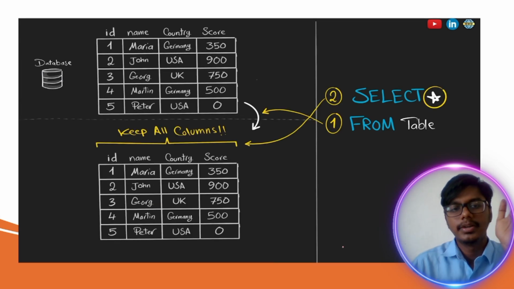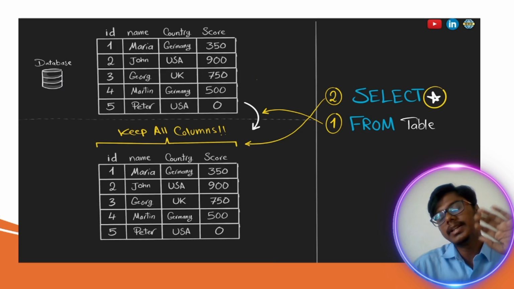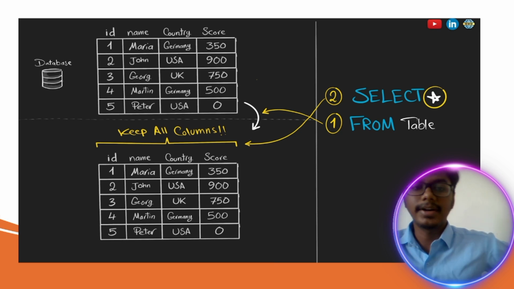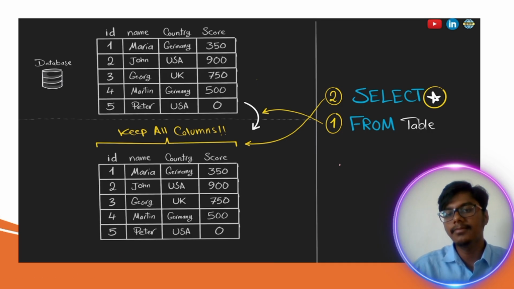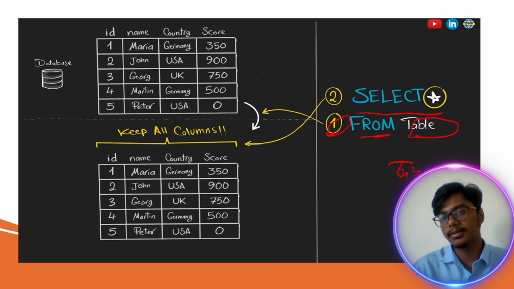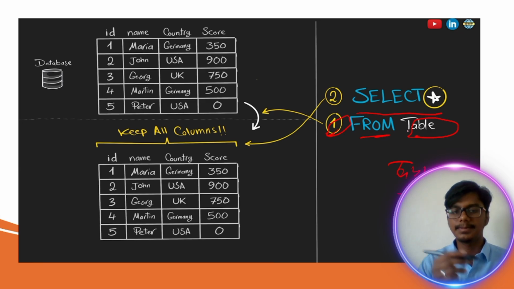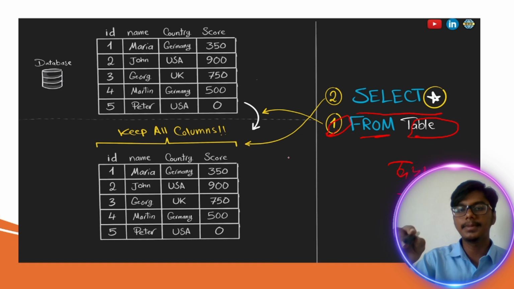That's the basic intuition. Second, how is it executed behind the database? There is a table with ID, name, country, score, so there are 5 columns. In the query execution order, first comes FROM, which means the table name. From which table? From the customer table. It goes to the customer table, and star means it retrieves all the columns.